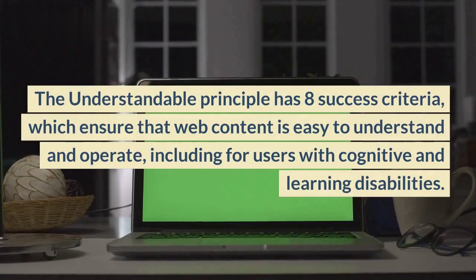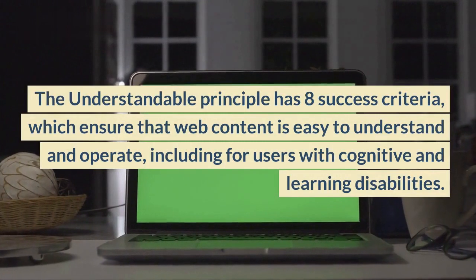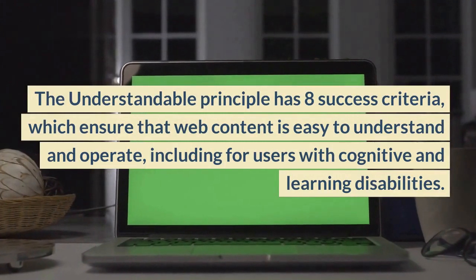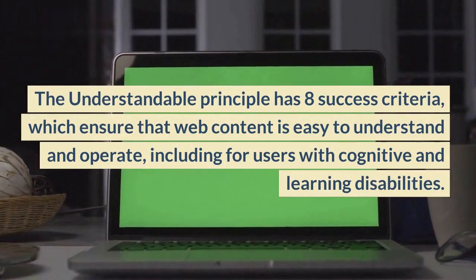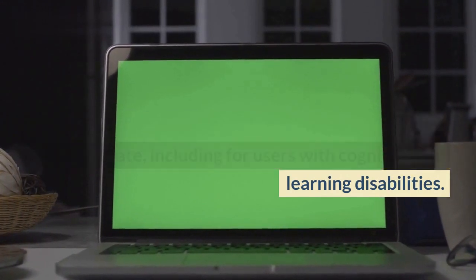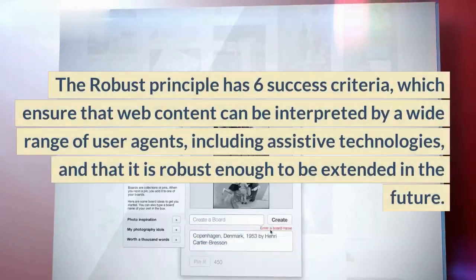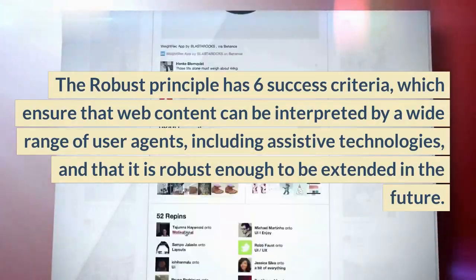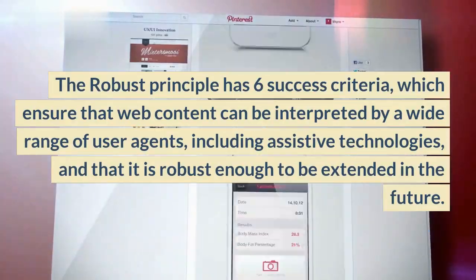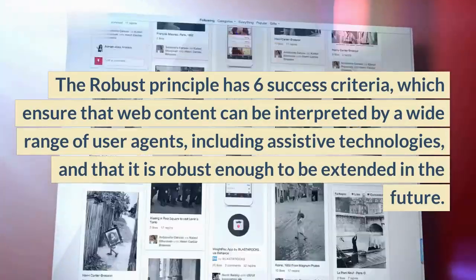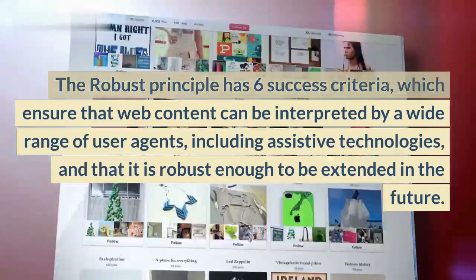The understandable principle has 8 success criteria, which ensure that web content is easy to understand and operate, including for users with cognitive and learning disabilities. The robust principle has 6 success criteria, which ensure that web content can be interpreted by a wide range of user agents, including assistive technologies, and that it is robust enough to be extended in the future.